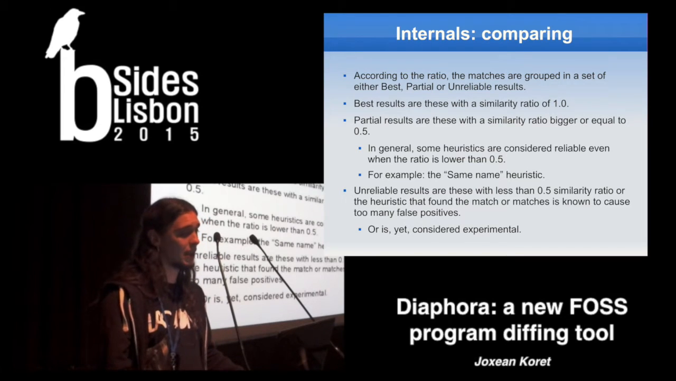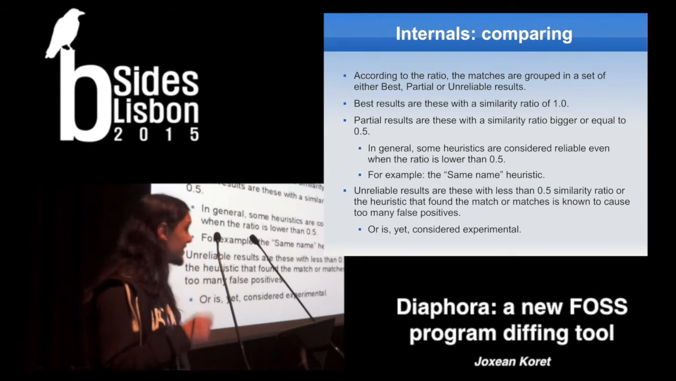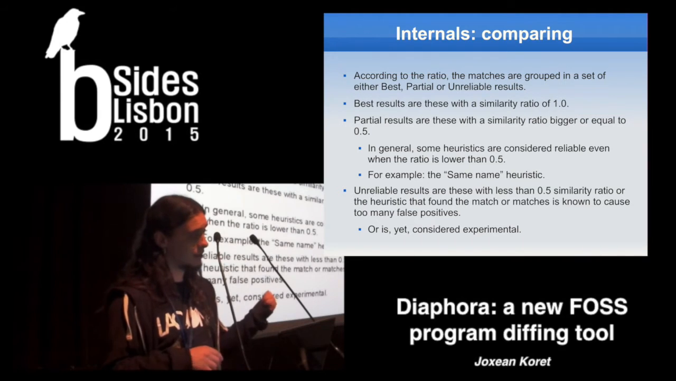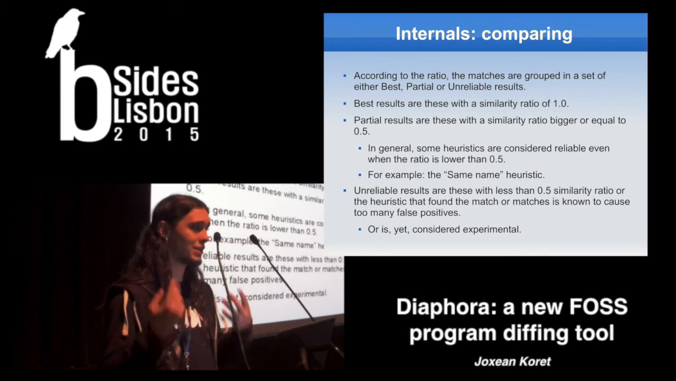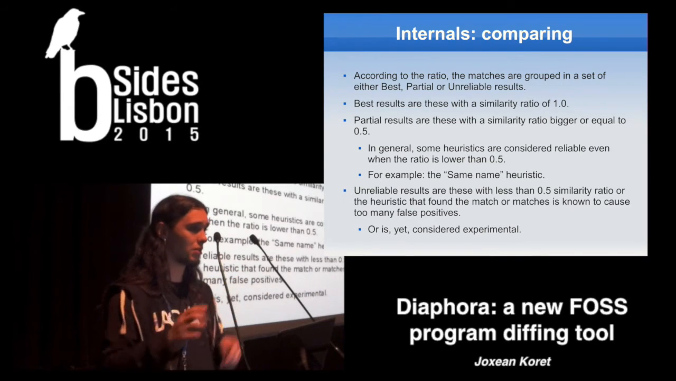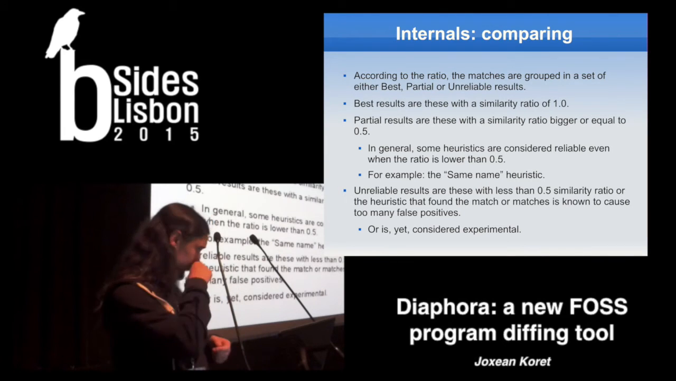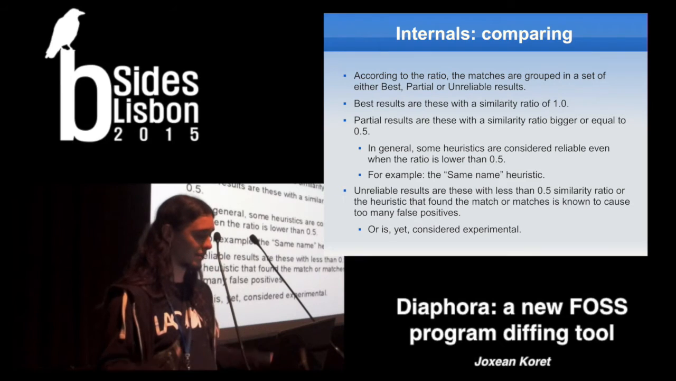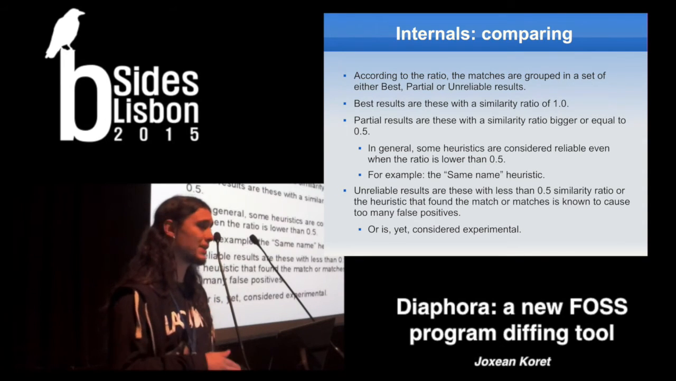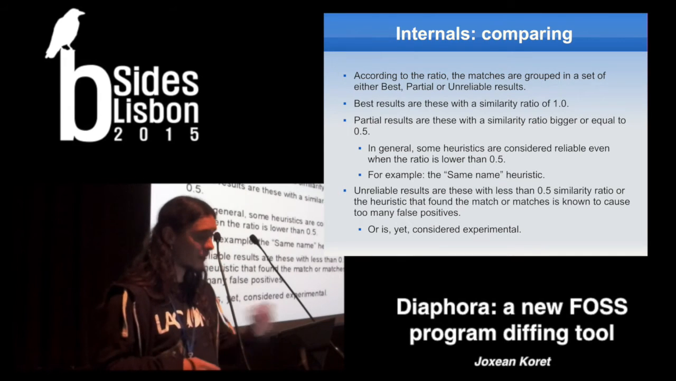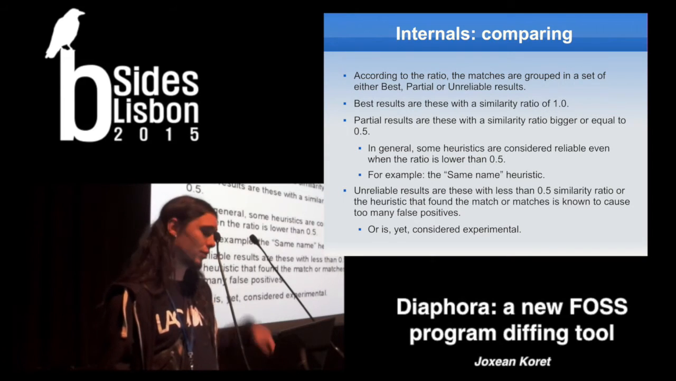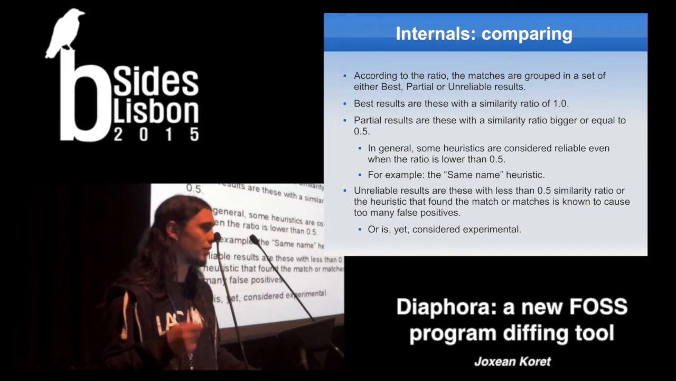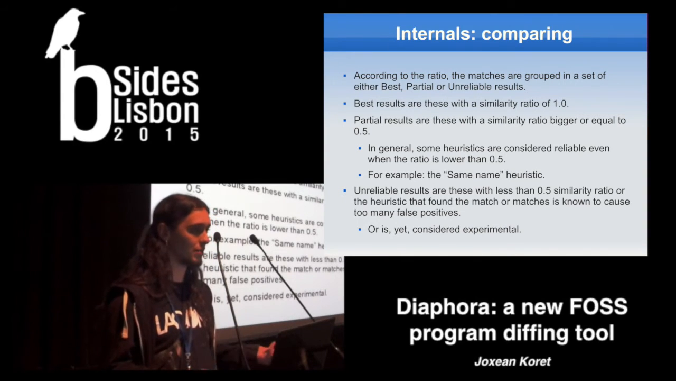In general, some heuristics are considered reliable even when the ratio is lower than 0.5. For example, the same name heuristic compares functions that have the very same name. No IDA generated names like sub_ followed by some address. Only true names, like, I don't know, CreateFile or something like that. For example, when comparing Microsoft patches, it helps a lot. Even if one function was heavily modified, when the similarity ratio is like 0.2 or something like that, we know that it is still a good match because we have partial symbols.